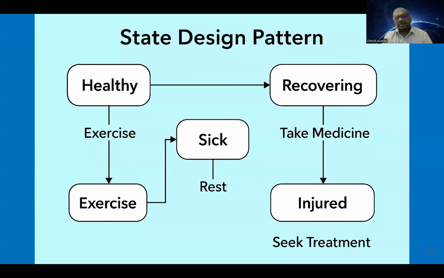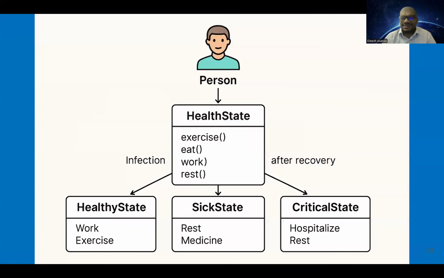Right. Let's take another example: the health condition of a human. How many states can you have? Injured, sick, recovering, healthy, exercise. So you can have a lot of states. But for the purpose of explaining this, let's limit it to three states: healthy state, sick state, and the critical state.